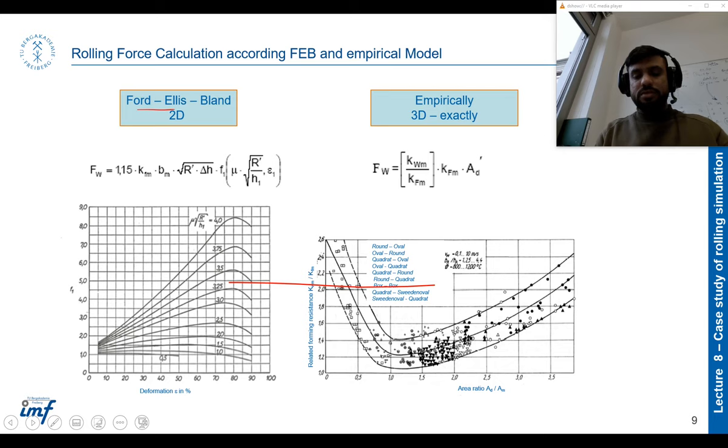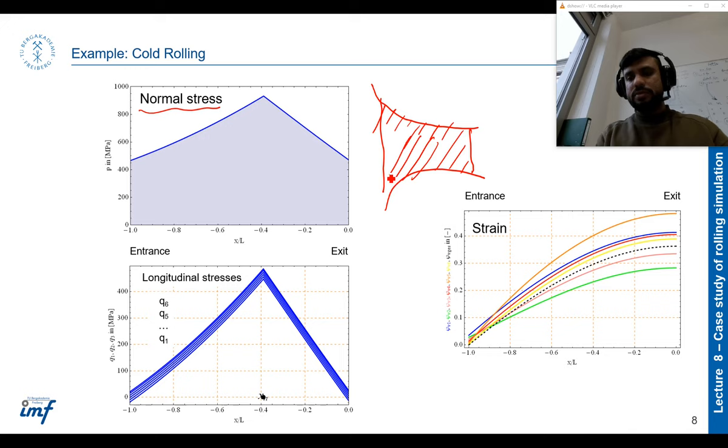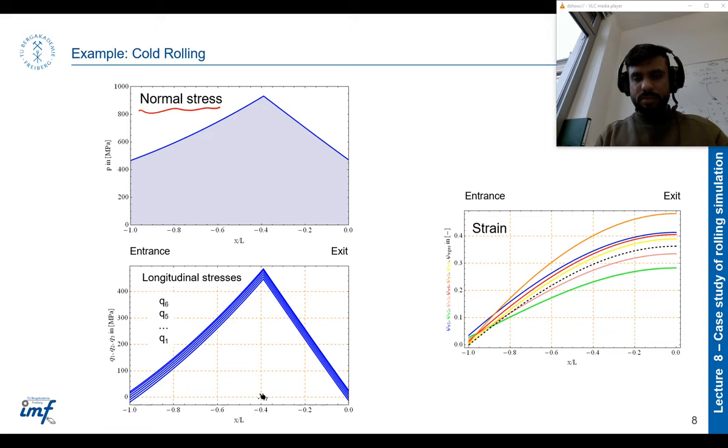So this is the graph for normal stress. And if I take, for example, the roller is rolling like this, and there is a sheet in the middle like this. So this is our sheet in the middle. Then the normal stress is basically stress in this vertical direction. Let me draw that again.